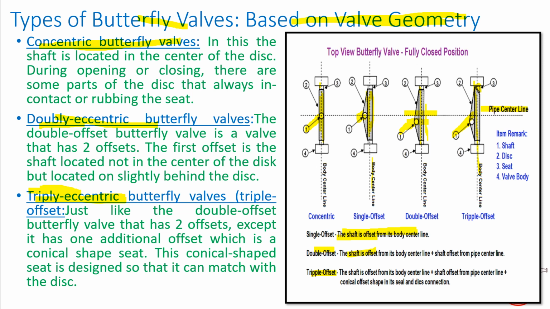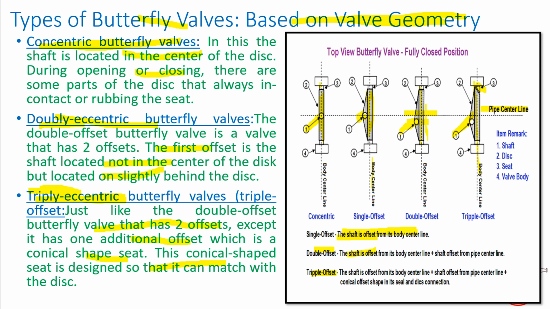So just like double offset butterfly valves, that have two offsets, except one additional offset, which is a conical shape seat, which I have shown you here. This conical shape seat is designed so that it can match with the disc. Or you can say your disc is somewhat off-centered with your body center line because of this V-shape seal body. So in double eccentric, as I've already told, the first offset is the shaft located not in the center of the disc but slightly behind the disc. In concentric, the shaft is located in the center of the disc.